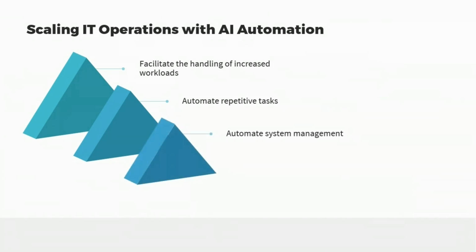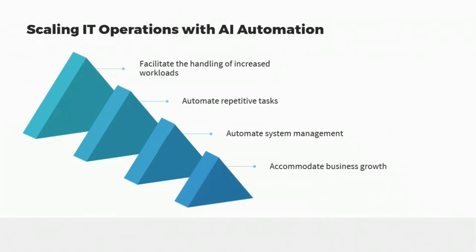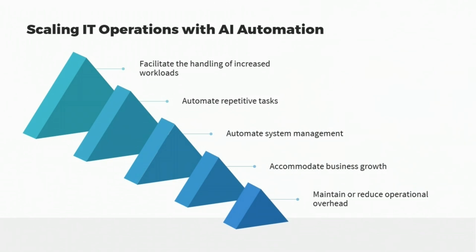And from software updates to network optimization, AI automation streamlines system management processes, enhancing operational efficiency and minimizing the risk of human error. And with the ability to scale alongside the organization's growth trajectory, AI driven IT operations provide flexible and agile infrastructure that can readily adapt to evolving business needs. And through the automation of labor intensive processes, AI driven IT operations enable organizations to achieve greater operational efficiency while simultaneously reducing costs that are associated with manual labor.